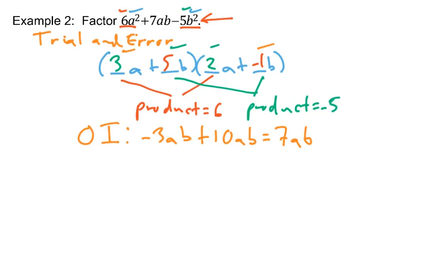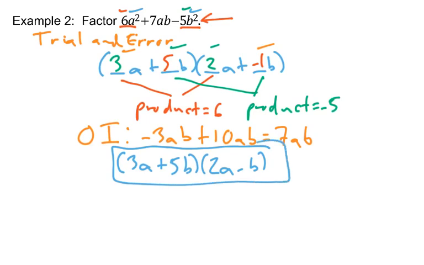Now, I've got this all marked up and messy and so forth, so it might be nice to recopy things without the blanks. And instead of plus and negative, I'll say just subtraction. 3a plus 5b, 2a minus b. That's how it factors, using the trial and error method.